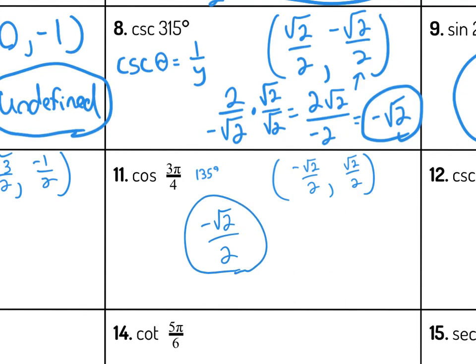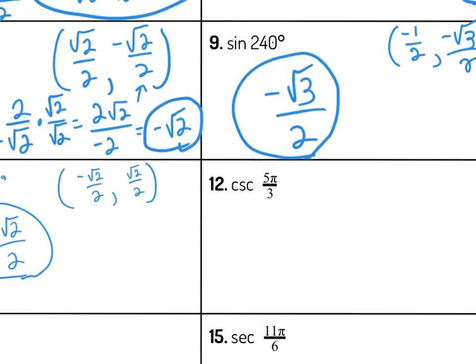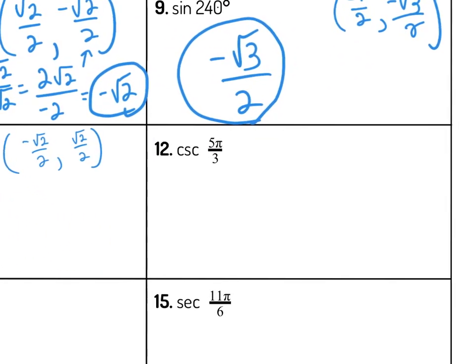There's two places on the graph where the cosine is negative square root of 2 over 2. And that's 135, and again at 225 or 5 pi over 4. And then there's two places where it's positive, 315 and 45.